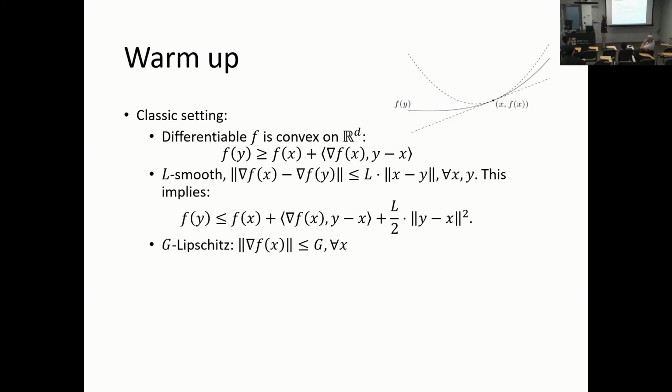An alternative property that we also sometimes use, if the function is not smooth, is the G-Lipschitz condition. Here we just assume that the gradient is bounded everywhere in the domain by G. So this is an alternative. Generally speaking, if you have convexity and smoothness, that is the nicest case. And if you have convexity and bounded gradient, then maybe that's also nice, but not as nice.